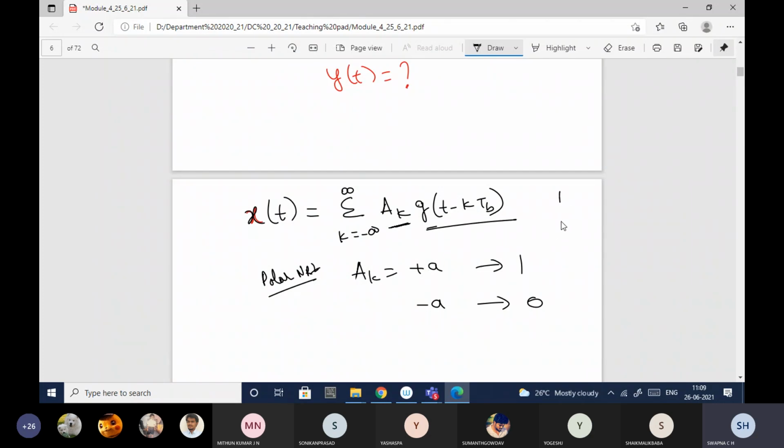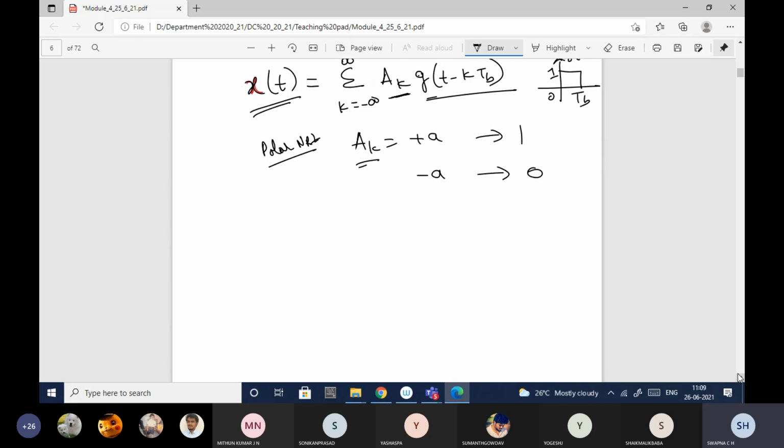The pulse shaping signal, as I've already mentioned, g of t, will be like this, from 0 to T_b. This is how the pulse shaping signal will be. If I want to represent the complete digital input, I have to shift this and multiply with a_k, so that I get the output signal. So this is your x of t. Let me find x of f for this later, no need to worry now.